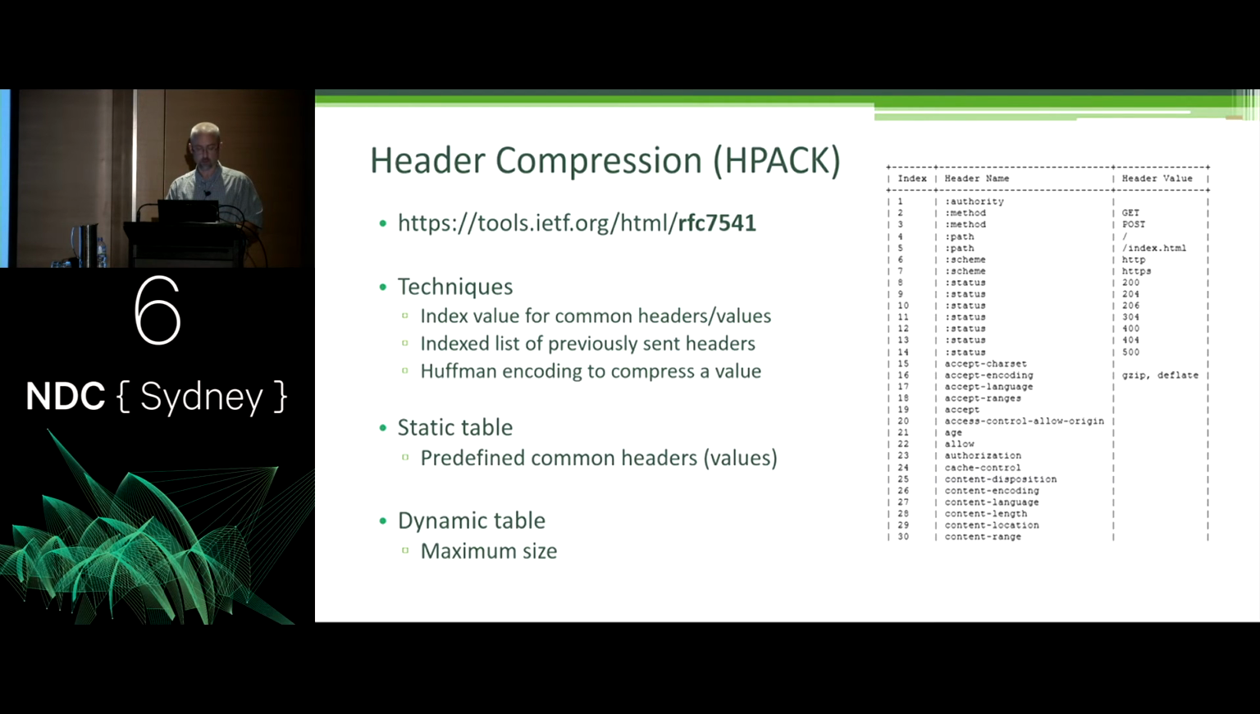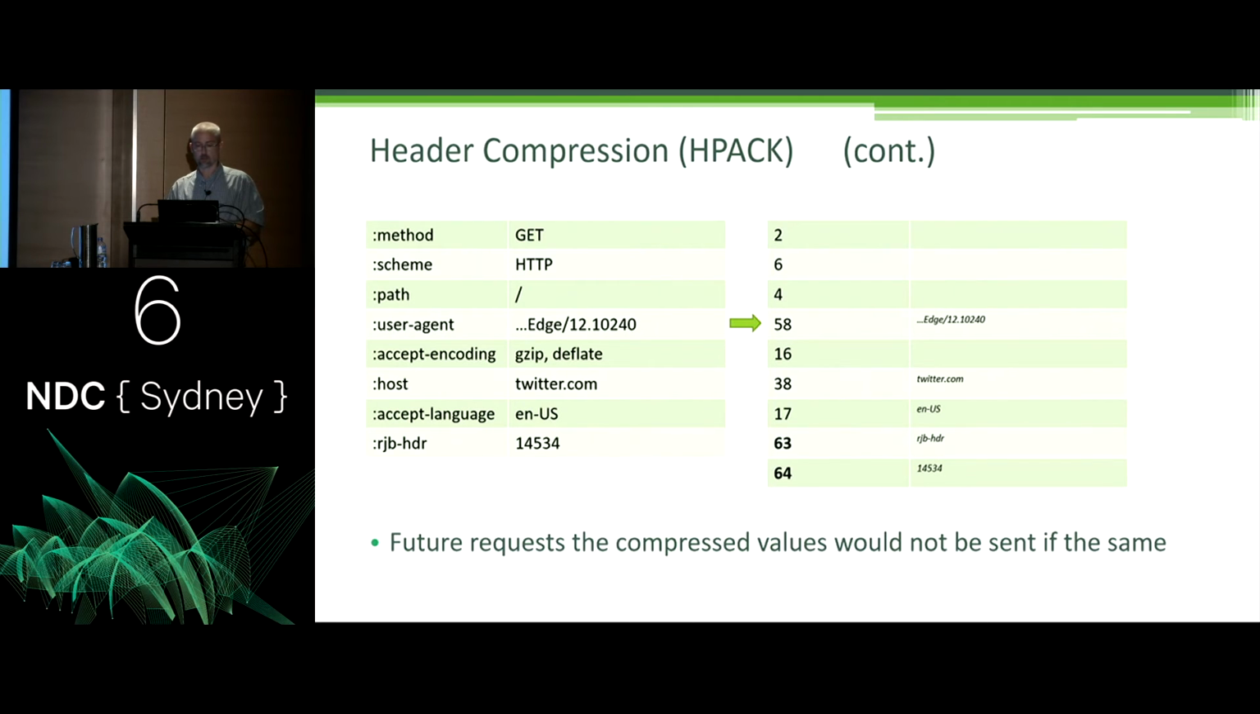So I'll show you what it would look like. Here's what you'd send today, right? I'm doing a GET, I'm doing HTTP, I want the home page, here's my user agent, I want to do compression. Down here, I happen to implement my own custom headers, right? I can do that in HTTP 1.1. I'm just sending something from the client.